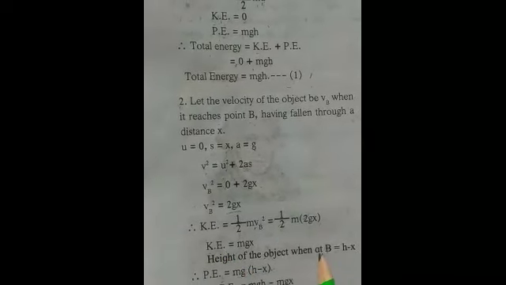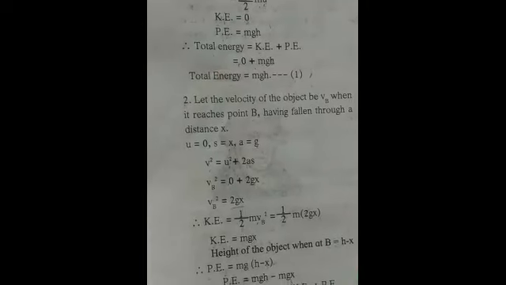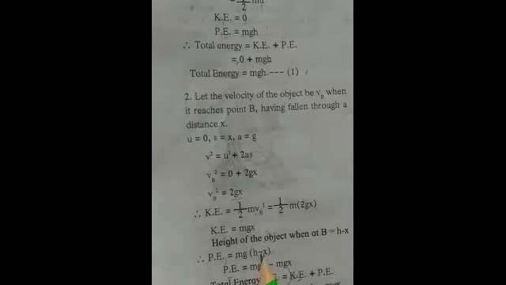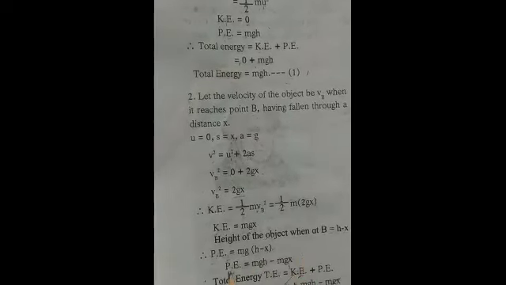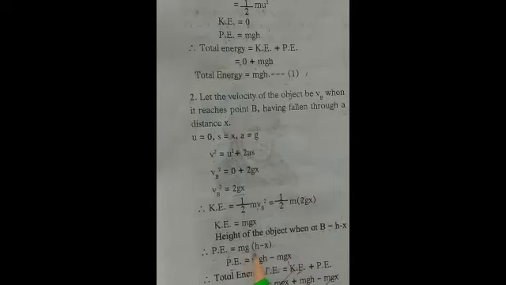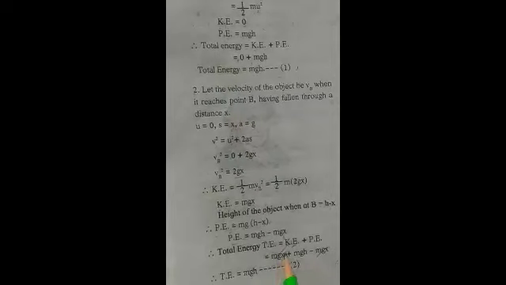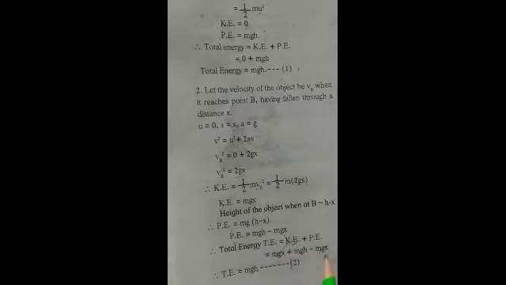Height of the object at B is equal to h minus x. I have shown it in the figure. Therefore potential energy is equal to mg into h minus x, that is mgh minus mgx. Therefore total energy is equal to kinetic energy plus potential energy. Kinetic energy is equal to mgx and the potential energy is equal to mgh minus mgx. Substitute here the values, then mgx will be cancelled. Therefore the total energy is equal to mgh.